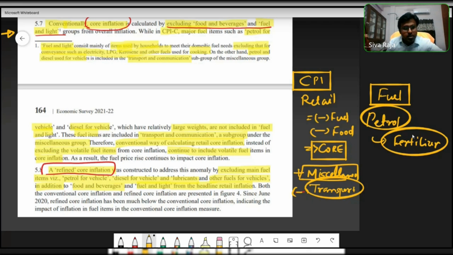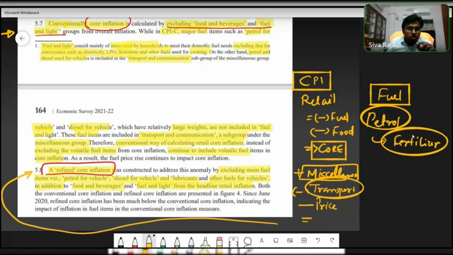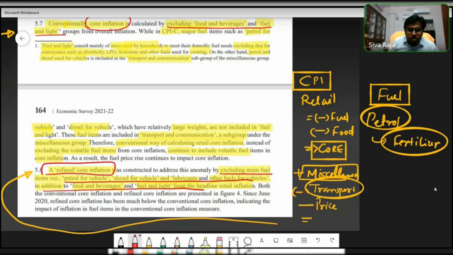So many products you can have, right? Fuel and diesel, many products that you are measuring there. But here you are measuring the petrol and diesel we use. And when you subtract that, you will get something called refined core inflation. So it is constructed by excluding the main fuel, petrol for vehicle, diesel for vehicle, lubricants, other fuel for vehicles, in addition to food and beverages. See, this is the point.